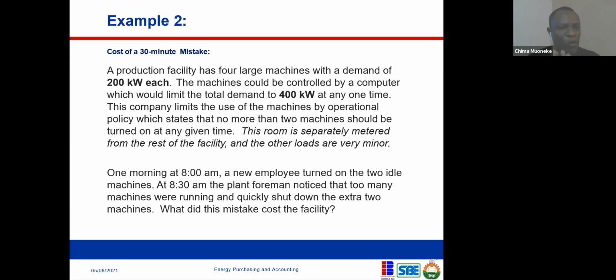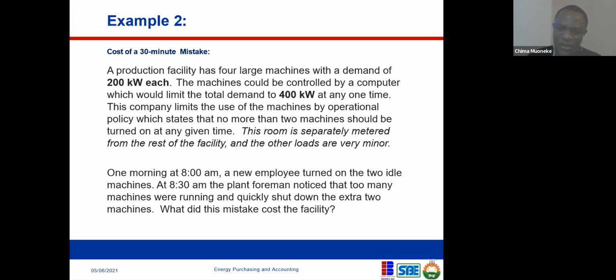And the company never wanted to exceed 400, but because this guy is a new employee, he didn't understand the whole process. He now went and turned on the other 2 idle machines. So all 4 machines started running. At 8:30 a.m., the plant's foreman, the person who oversees the operations of the plant, noticed that too many machines were running, and he quickly shut down the extra 2 machines.